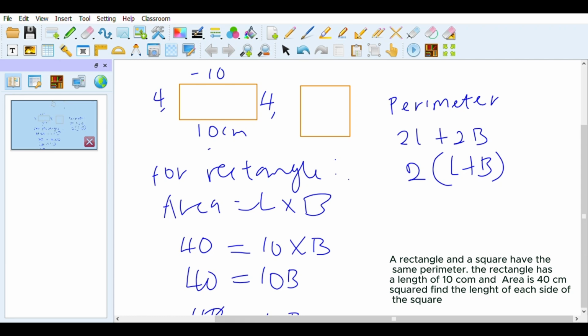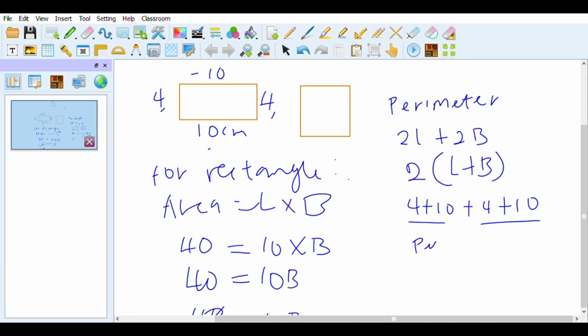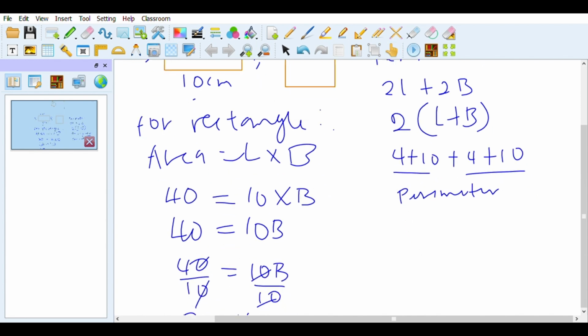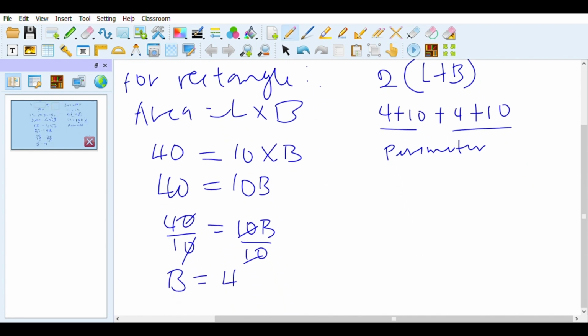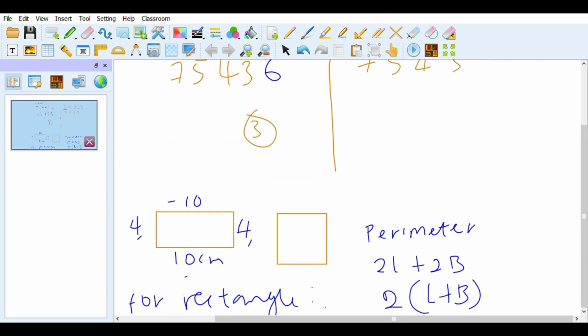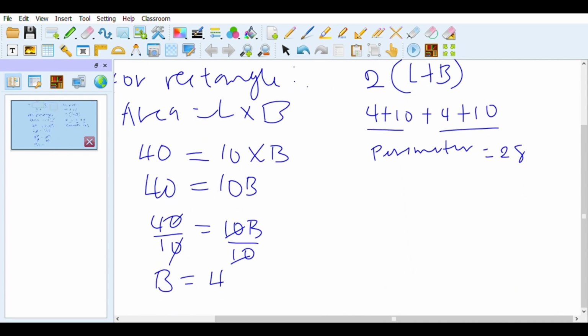So 4 plus 10 plus 4 again plus 10 again. So 4 plus 10 is 14, 4 plus 10 is 14, that's 28. So the perimeter for the rectangle, please take note that we are calculating for the rectangle, is 28. Now the question said that the rectangle and the square have the same perimeter, which means that we now need the perimeter for the square.